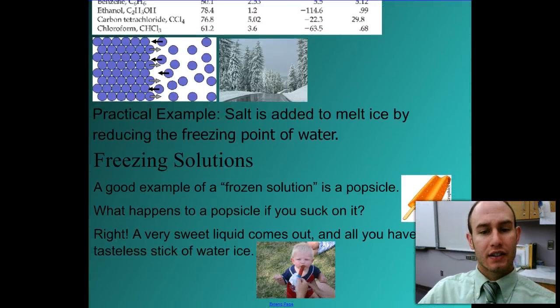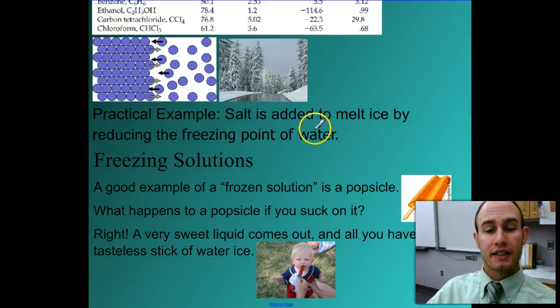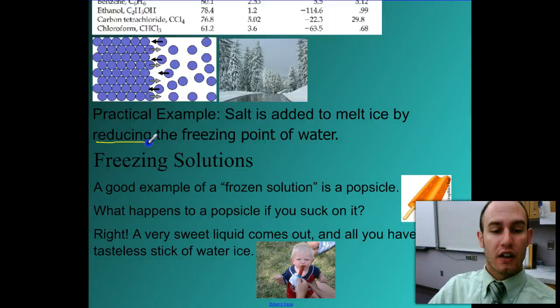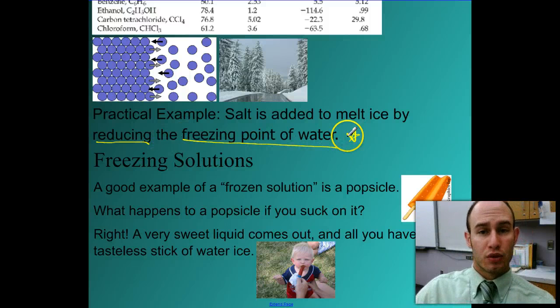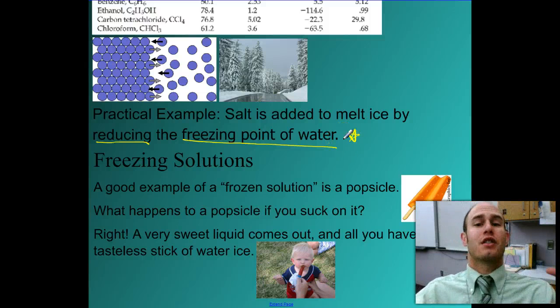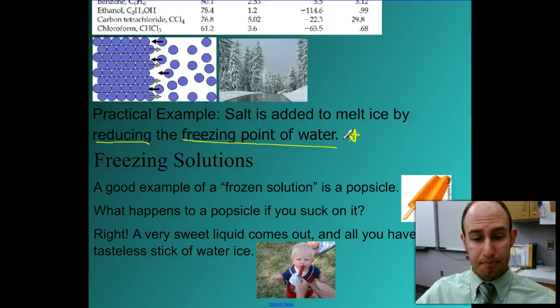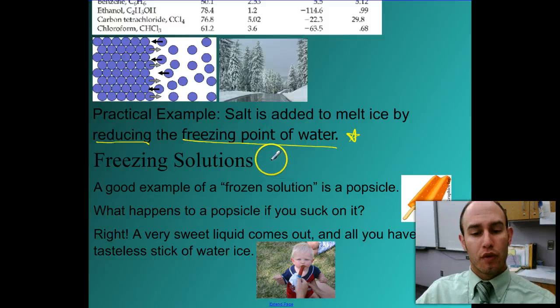So looking at some practical examples here is actually when salt is added to the roads to melt the ice because it reduces the freezing point of the water. A very significant example to know that because we see it so much in Ohio out on the roads in the wintertime. Another example of a frozen solution is a popsicle.